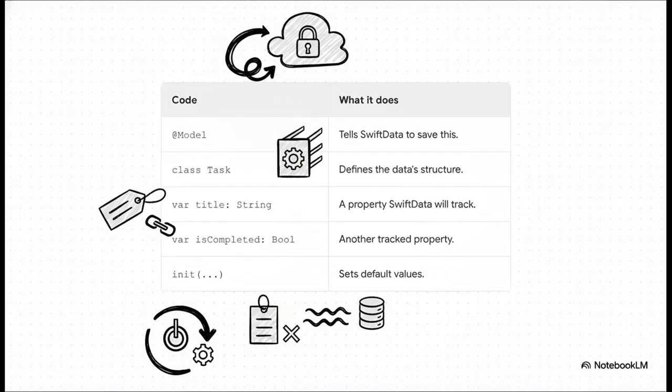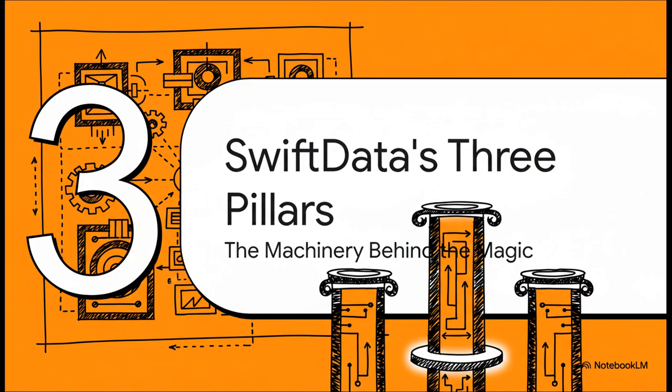So let's break this down. You've got @model at the top. That's our flag for persistence. Then class Task. This is just a normal class defining our data structure. The properties inside, like title and isCompleted, are the actual pieces of information that Swift Data is going to track and save. The best part? Look how clean that is. It's just plain Swift.